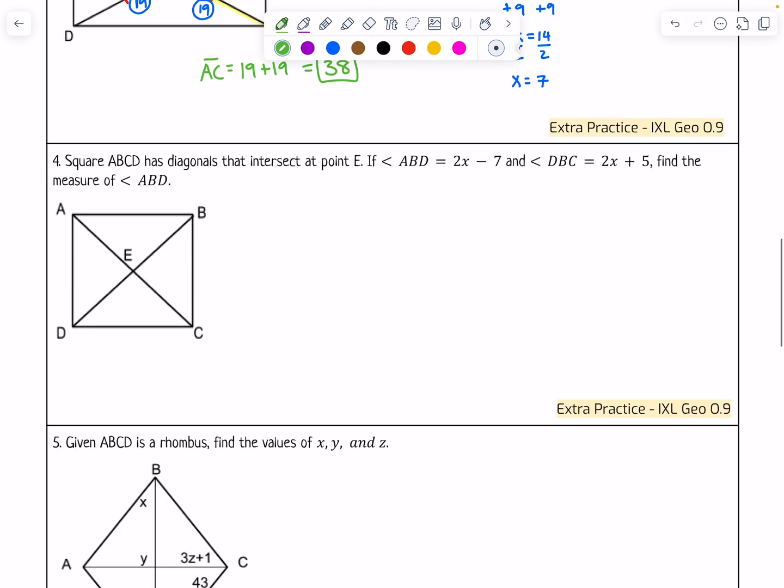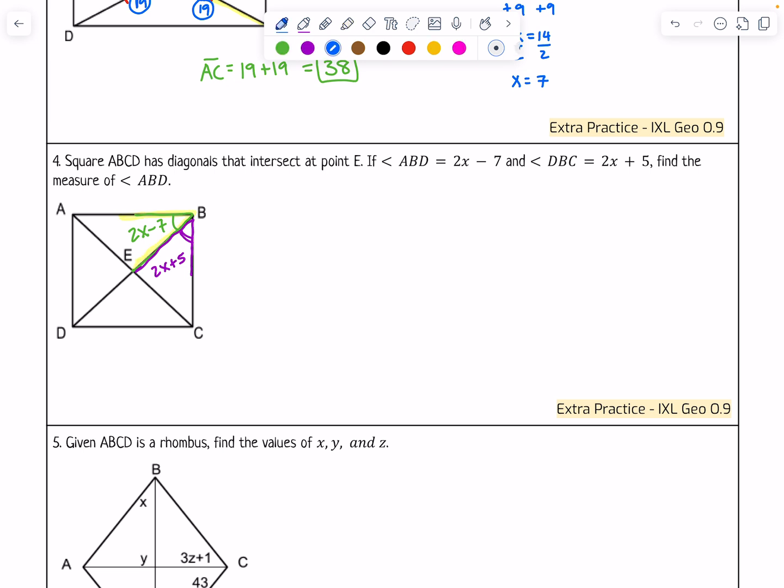All right. Moving on to number 4, it says square ABCD has diagonals that intersect at point E. If angle ABD, so I'm going to connect my dots here and see that's that angle, is 2x minus 7, and angle DBC, the one right beside it, is 2x plus 5, then they want to find the measure of angle ABD, which is the first one we labeled. So we first need to find x and then plug it back in again.